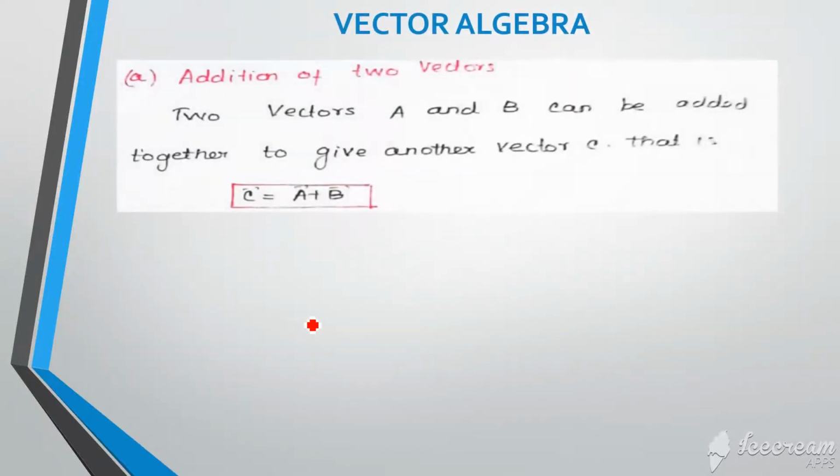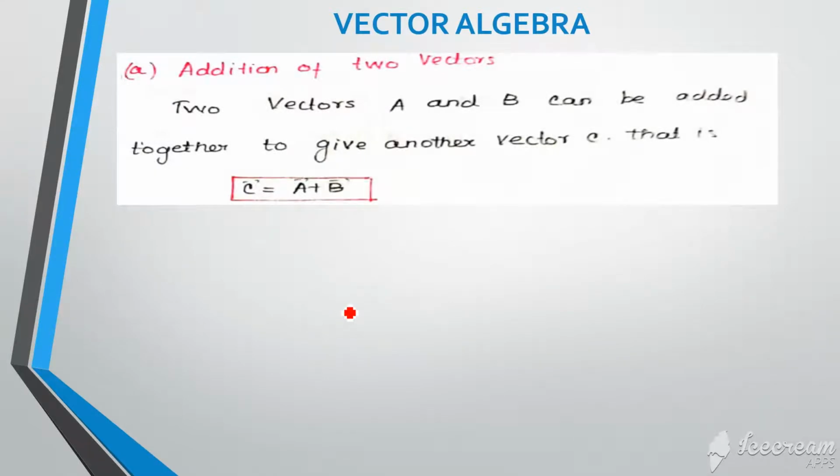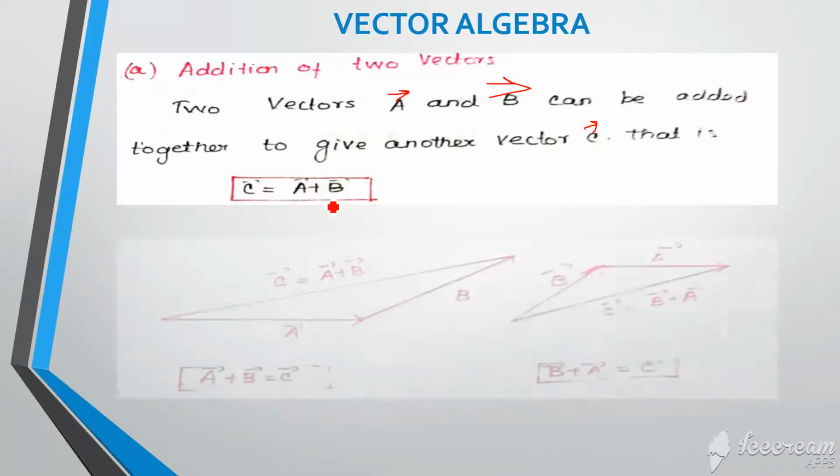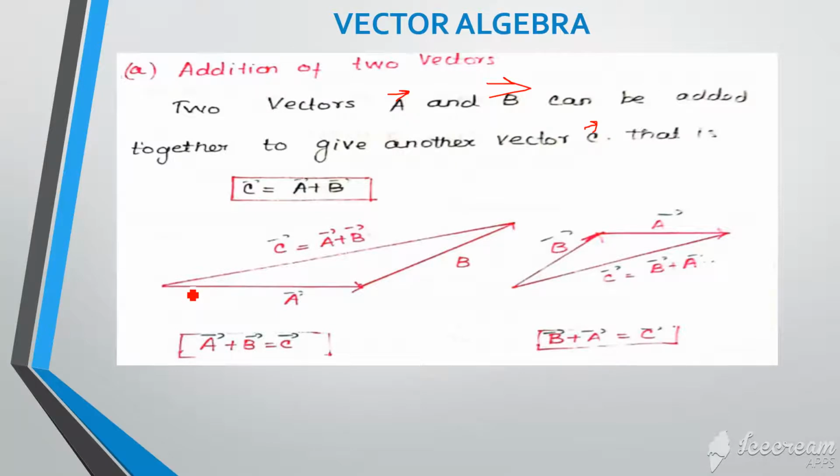Then vector algebra. In vector algebra we discuss some concepts: vector addition, subtraction and multiplication. First one, vector addition of two vectors. Two vectors, A vector and B vector, can be added together to give another vector called C vector. That is, C vector is equal to A vector plus B vector. In the graphical representation, here we have A vector, here we have B vector. So the sum of these two can be written as this one, C vector is equal to A plus B.